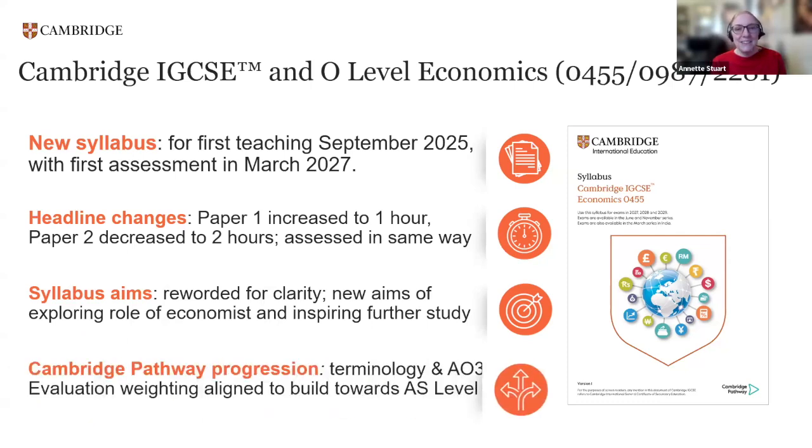And then finally, the Cambridge pathway, we have aligned the terminology for progression just to ensure that the same wording is used to describe different concepts, and that the AO3 Assessment Objective 3 evaluation weighting has been aligned to build towards the AS level. I'll tell you more about that in time. So that's the Cambridge AS level 9708. Next slide, please.